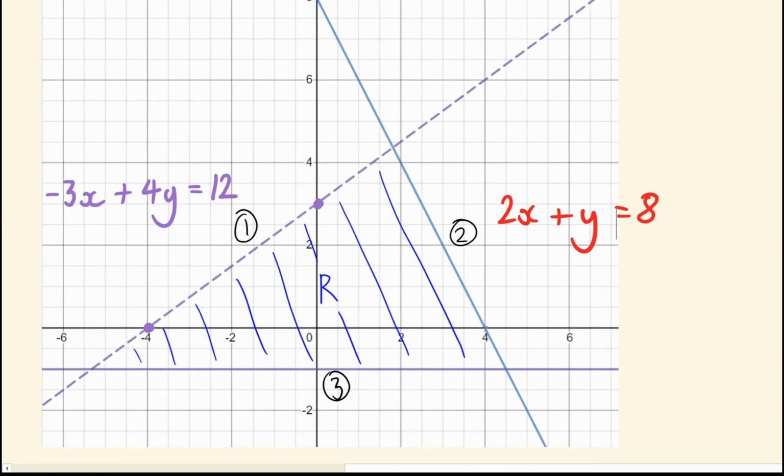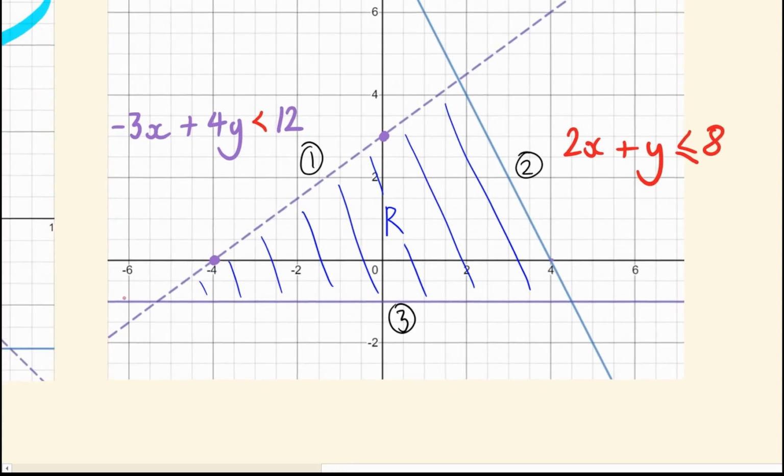What I haven't done now is change any of these to inequalities. So for both these lines, we're going below them, so they're both going to be less thans. Here is a dashed line, so we don't want it to equal here, but this is a solid line, so it can equal 8. So it's 2x plus y is less than or equal to 8.